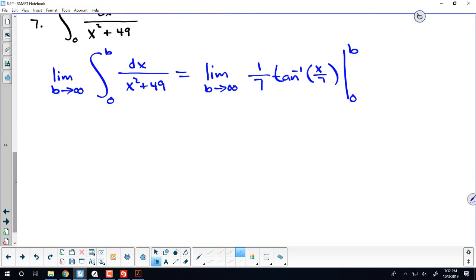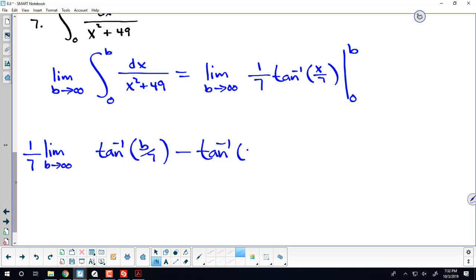All right, so plugging in our bounds, we've got the limit. And I'll just put the 1/7 out here this time. Inverse tangent of b over 7, minus inverse tangent of 0. So what's the inverse tangent of 0? The tangent of what is 0? 0. So that's 0.